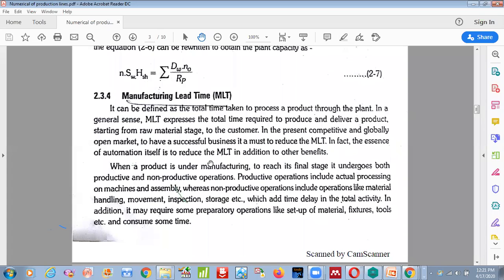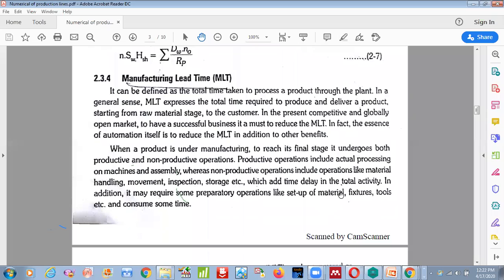So this MNT will include all these productive and non-productive operations timings. Productive operations include the actual processing on machines and assembly, whereas the non-productive operations include material handling, movement, inspection, storage, etc., which add time to the total activity. In addition, it may require some preparatory operations like setup of materials, fixtures, tools, etc.